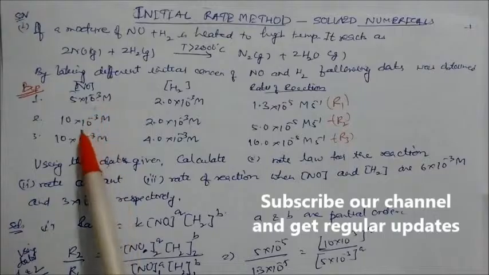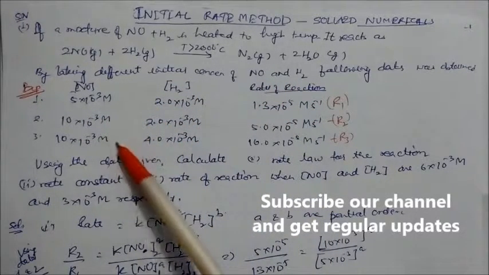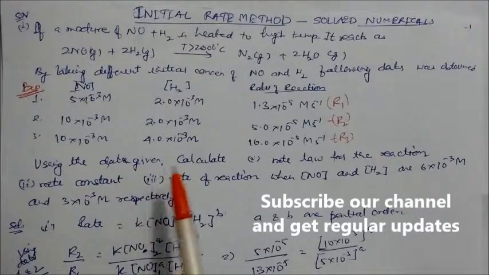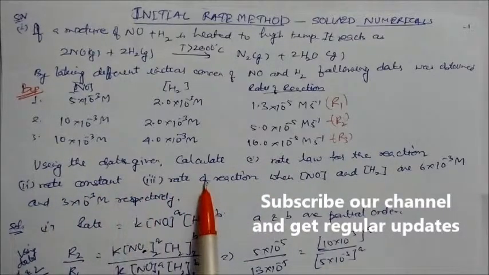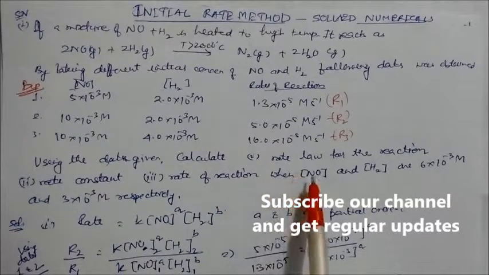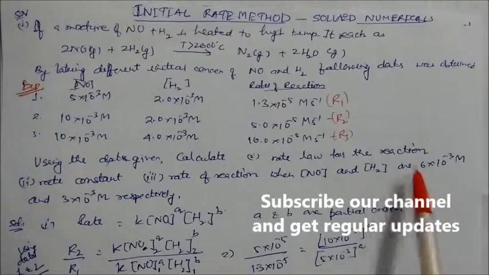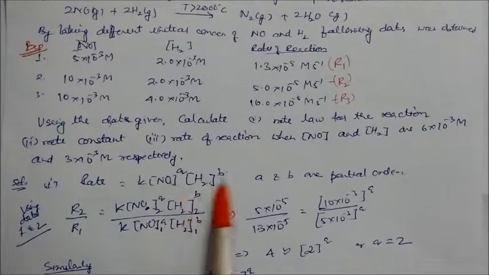So these are the concentration of NO, this is the concentration of H2, and these are the rate of reaction for these three different experiments, that is R1, R2 and R3. Using the data given, calculate the rate law for the reaction. Second is the rate constant, and third is the rate of reaction when the concentration of NO and the concentration of H2 are this and this respectively.